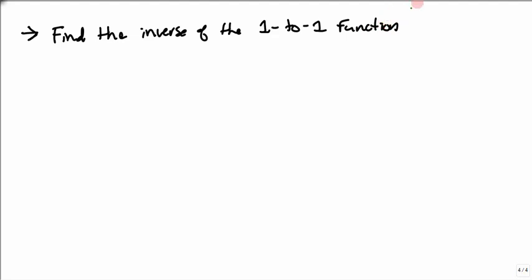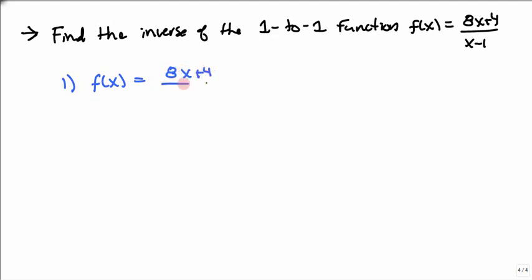Let's go ahead and use f of x equals 8x plus 4 all over x minus 1. So we're going to follow those steps. Okay, first step. We are starting with our function f of x equals 8x plus 4 over x minus 1. First step means to replace the f of x with y. So I have y equal 8x plus 4 over x minus 1.